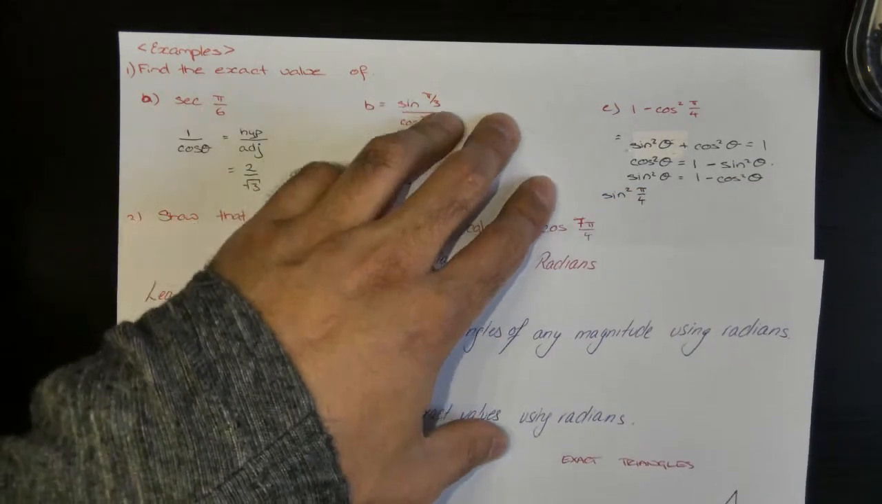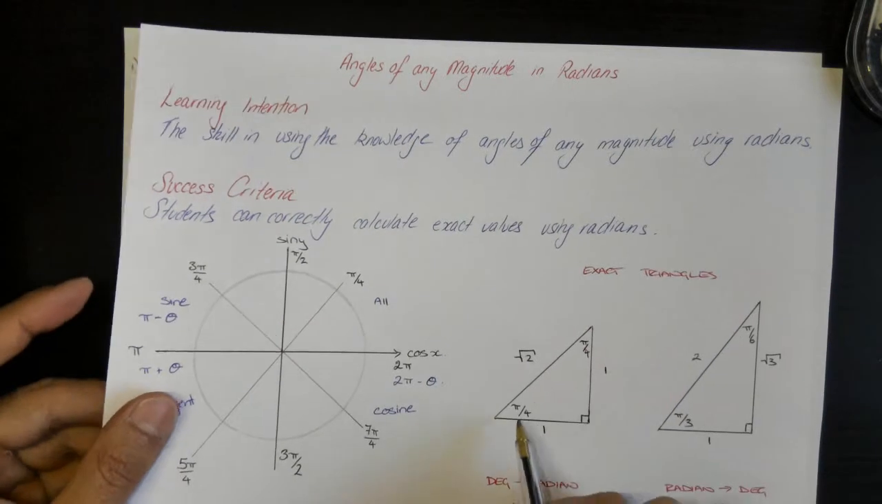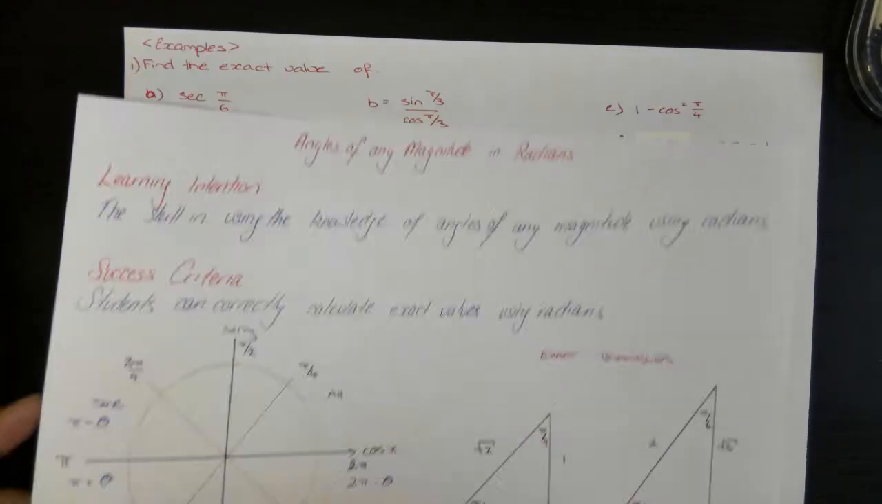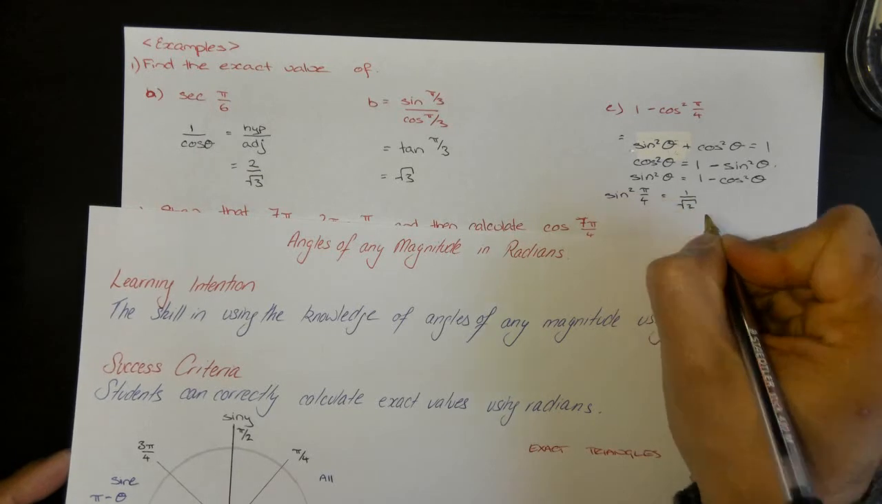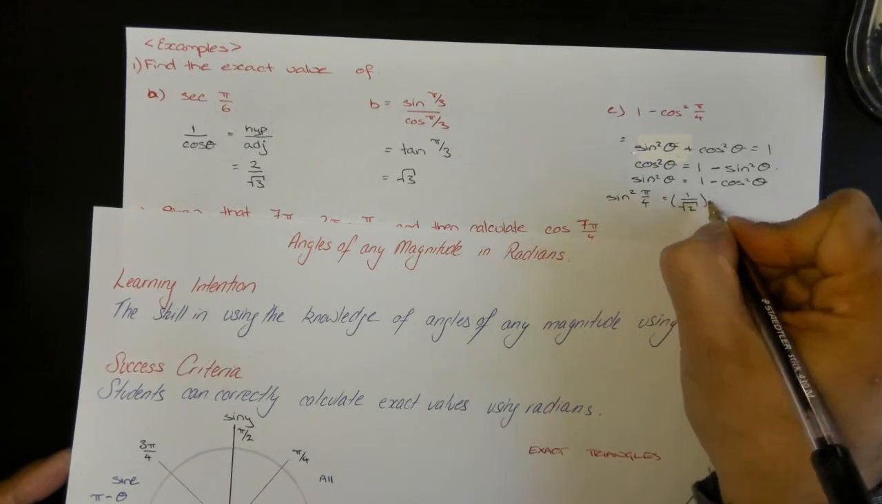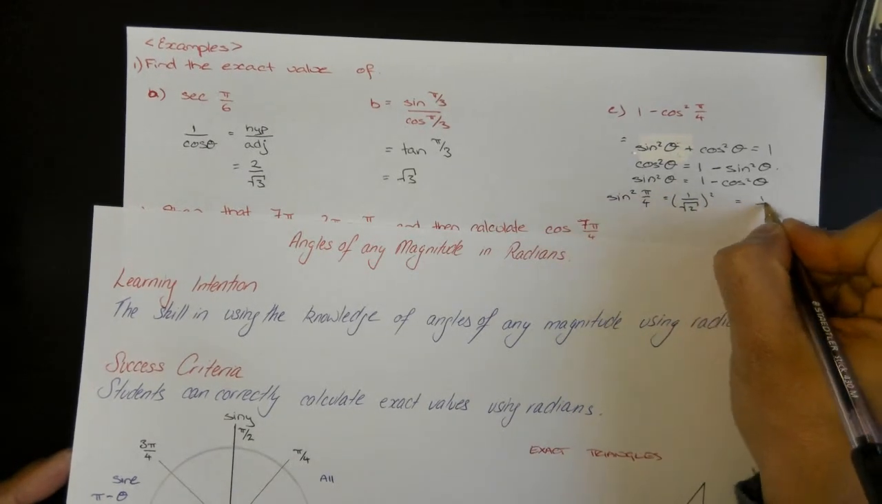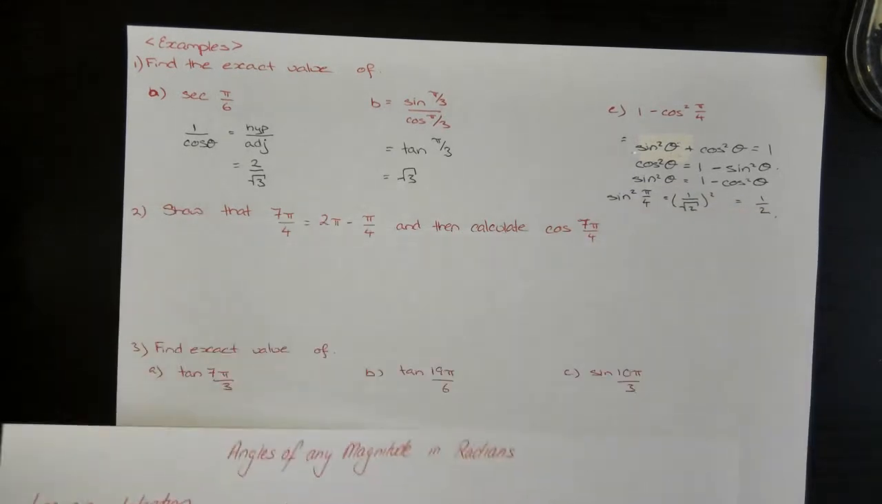Using pi on 4, sine is opposite over hypotenuse, so that's 1 over square root 2. And if I square that, I will get a half.